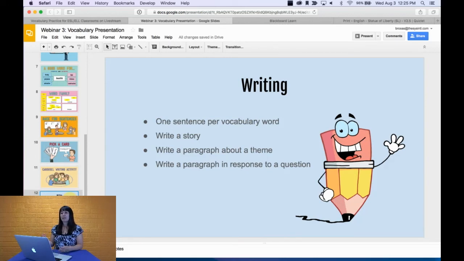Or write a paragraph in response to a question. So what is one freedom you have? Use the vocabulary in that writing. This is really your best way to formally assess them. Can they use that vocabulary individually on their own?